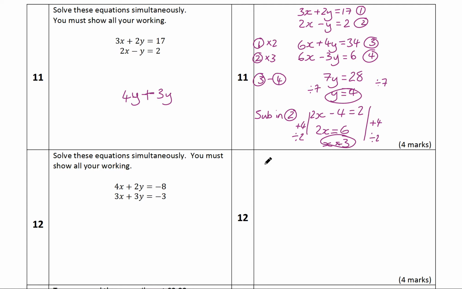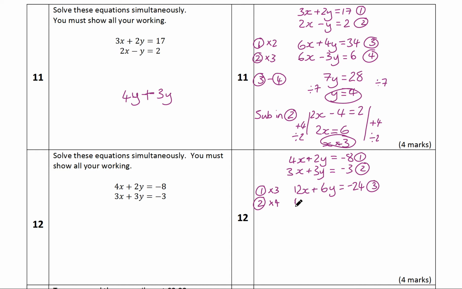Okay, and the next one, exactly the same sort of thing. I'm going to label the equations. 3x plus 3y equals 3. Okay, and I'm going to change these both into 12x. So I'm going to want to times equation 1 by 3 and equation 2 by 4. So that gives me 12x plus 6y equals negative 24. And on this one, 12x plus 12y equals negative 12.